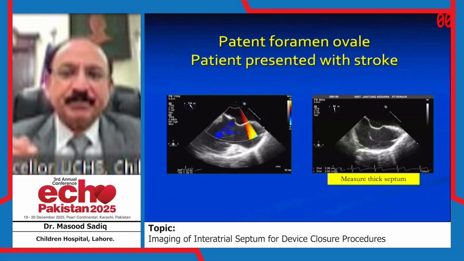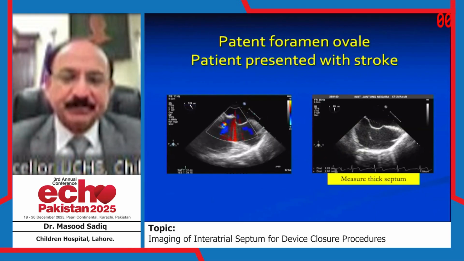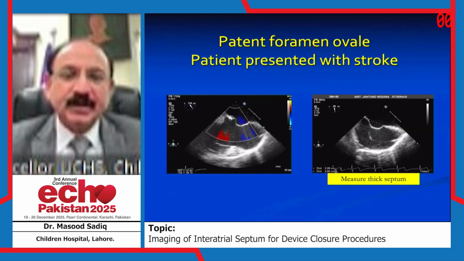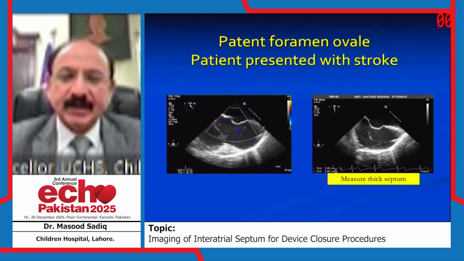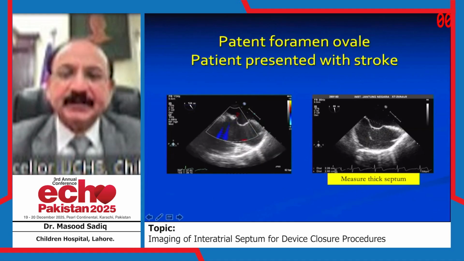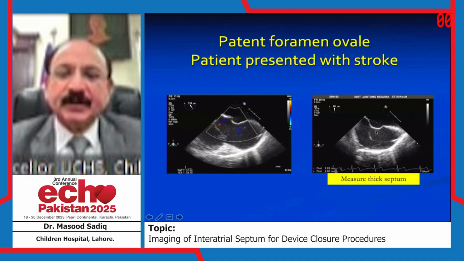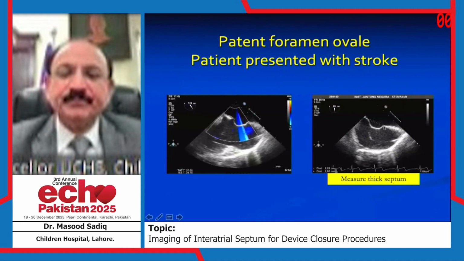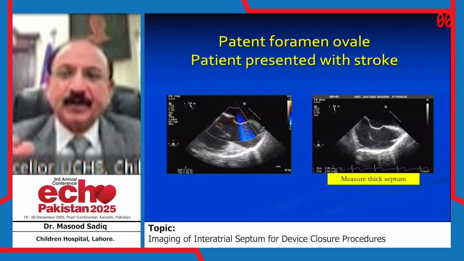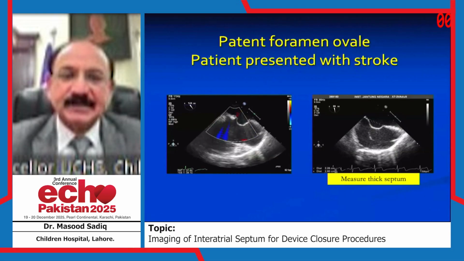This particular patient presented with stroke. You can see a small atrial septal defect. When you are going to measure it for potential closure, you have to measure it from the thick part of the septum from one side to the other. That will be taken as the potential size when we are talking about device selection.